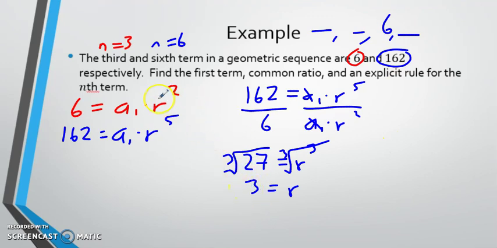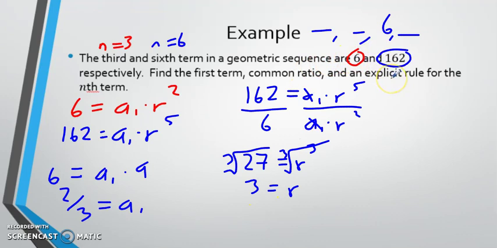So I'm going to take r equals 3 and plug it into this first equation that I have in red here. So that would be 6 equals a sub 1 times 9 from 3 squared. And then if I divide both sides by 9, I get 2/3 equals a sub 1. So now we have found the first term. We've also found the common ratio. That's the r value we found earlier, r equals 3.